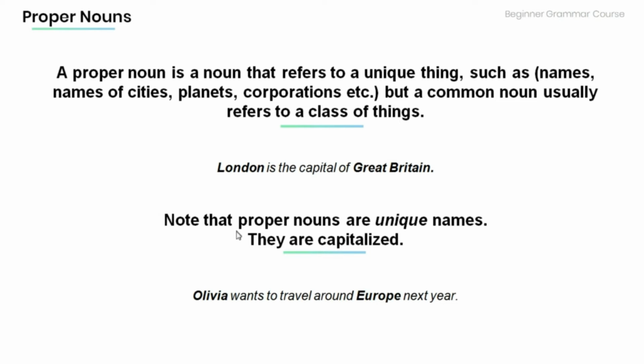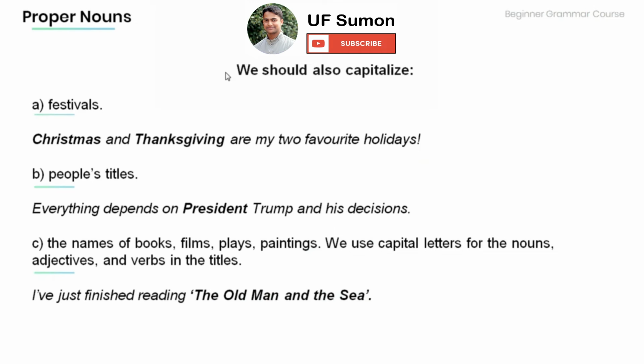Also note that proper nouns are unique names, and so they are capitalized. So for example, here we have: Olivia wants to travel around Europe next year. The word Olivia is a unique name, so it's capitalized. The same with the word Europe.